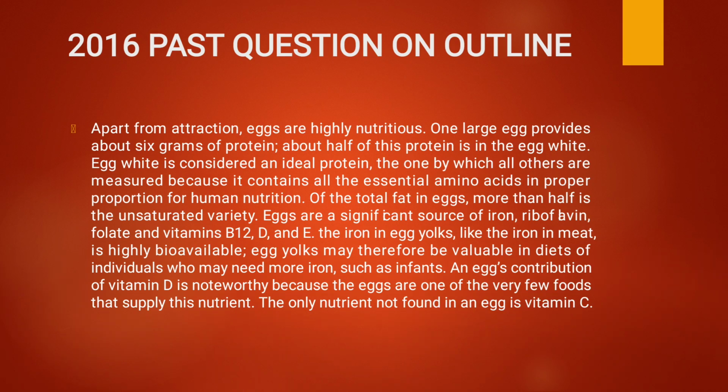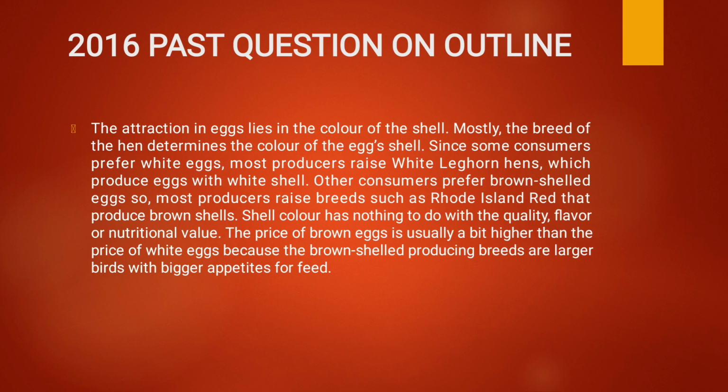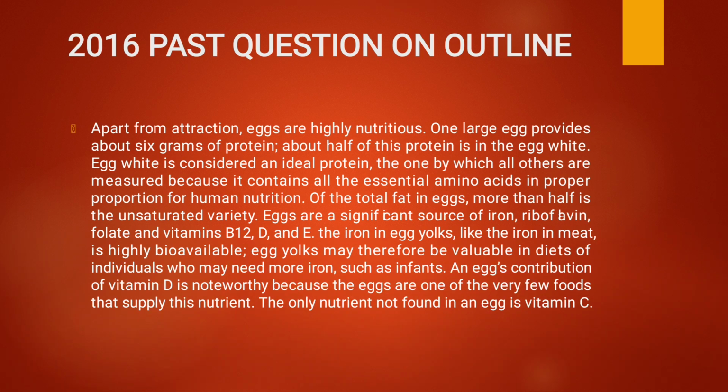Sorry. Let us quickly look at this paragraph. Apart from attraction, eggs are highly nutritious. What do you think the paragraph is talking about? It is talking about the nutritional value of eggs. Apart from the paragraph we just looked at, the attraction in eggs lies in the color of the shell, we are saying that eggs are highly nutritious. It means that this paragraph is tackling the nutritional value of eggs. Agreed? So you have to understand each paragraph.